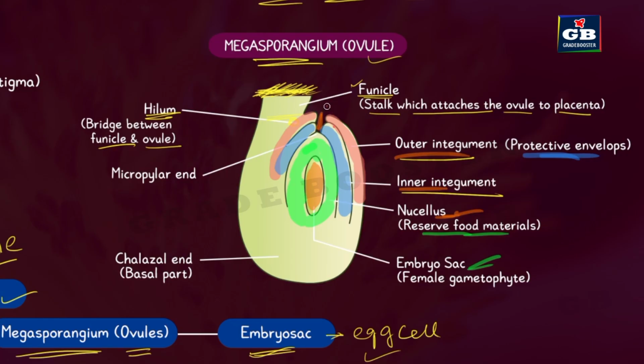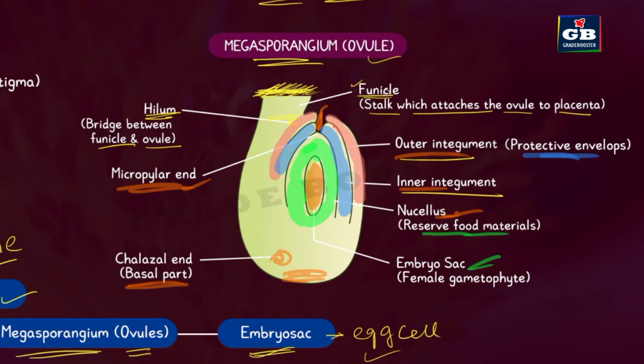The pollen tube enters the ovule through this gap, and it carries the male gametes into the embryo sac. The end of the ovule which is towards the micropyle is the micropylar end. And the end of the ovule towards the basal side is called the chalazal end.